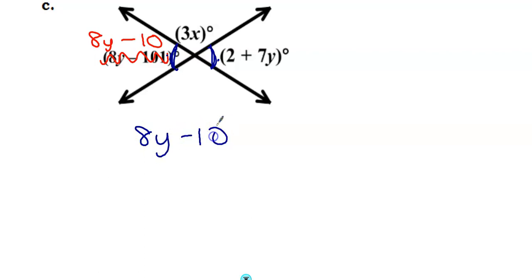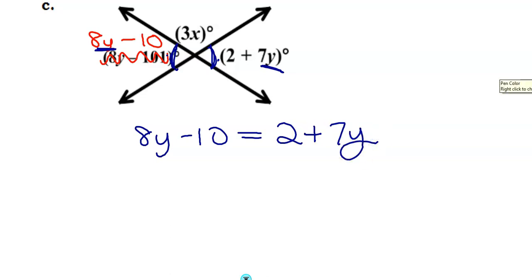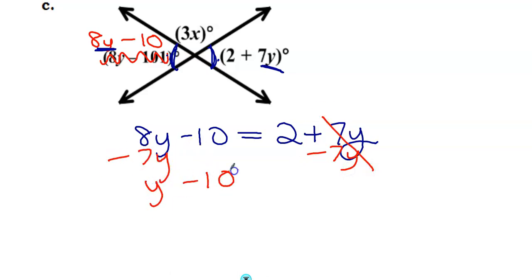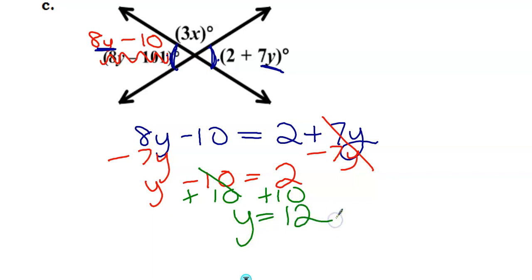So I notice that they both are y's, so I can put them together. Okay, so I'm going to subtract 7y to the left, and I get y minus 10 equals 2. Then I'm going to add 10 to the other side, and I get y equals 12. Okay, so I know that y equals 12. Now, how on earth do I figure out what x is?